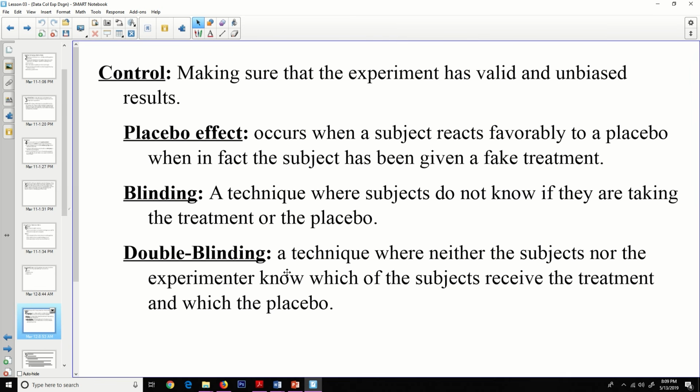Double blinding is a technique where neither the subjects nor the experimenter know which subjects received the treatment and which received the placebo. In addition to the placebo effect, sometimes the person who is actually giving out the real treatment might tip his hand, and the people who are getting the treatment actually know they're getting the treatment, so they get a double bonus effect. They get the placebo effect plus the effect of the treatment, whatever it is. So sometimes we use the double blinding technique.